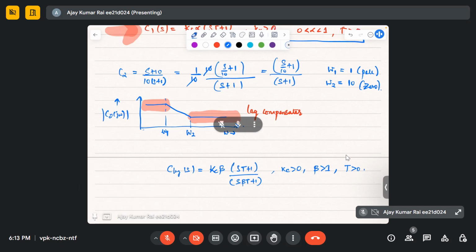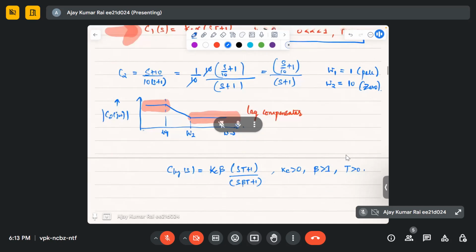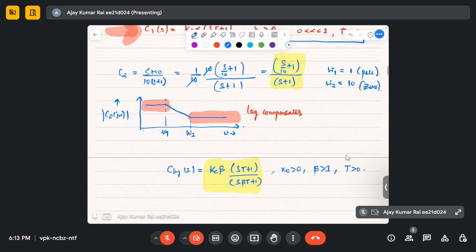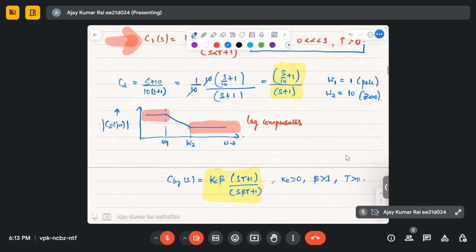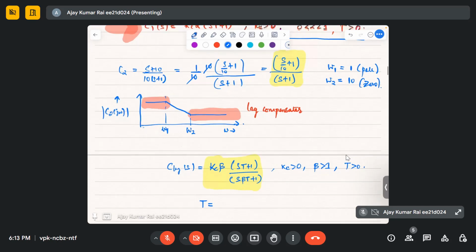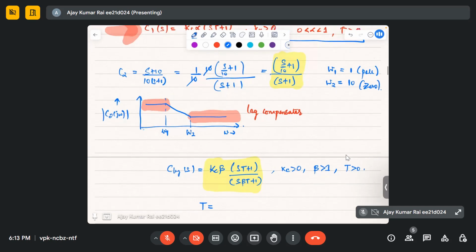Okay, so let's compare with the given transfer function. You just compare these two. Let's suppose we don't know the Bode plot. So can you compare and tell me what are the values for Kc, beta and t? Let's first, what is the value of t? Just compare these two highlighted transfer functions.